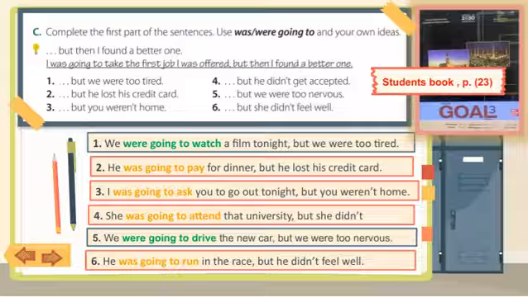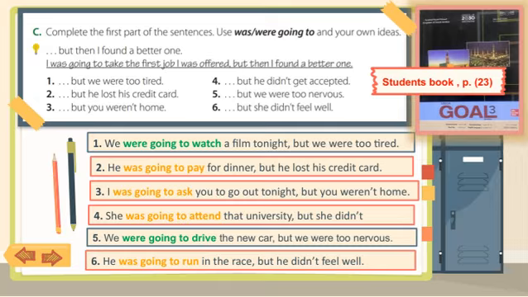Now let's look at some examples of how we use "was going to," and we're going to talk about future plans or intentions that didn't happen. For instance, in the first example, "He was going to run in the race, but he didn't feel well." Here, we see that he planned to participate, but his health prevented him from doing so. Similarly, "We were going to drive the new car, but we were too nervous" shows an intention that was postponed because of nerves.